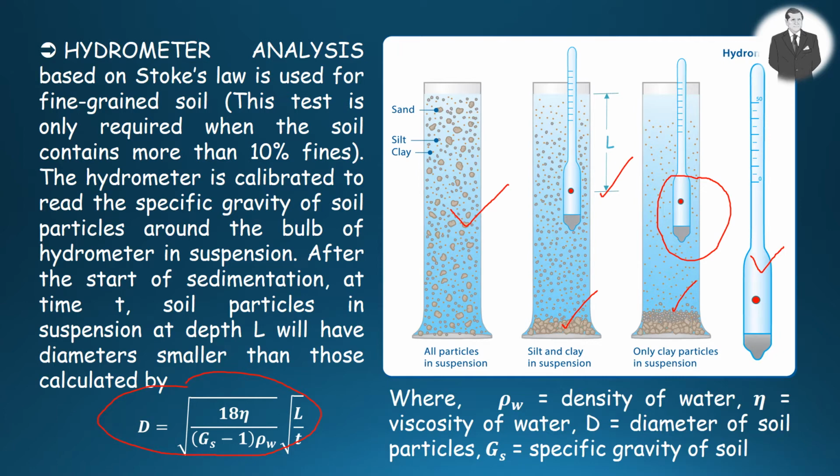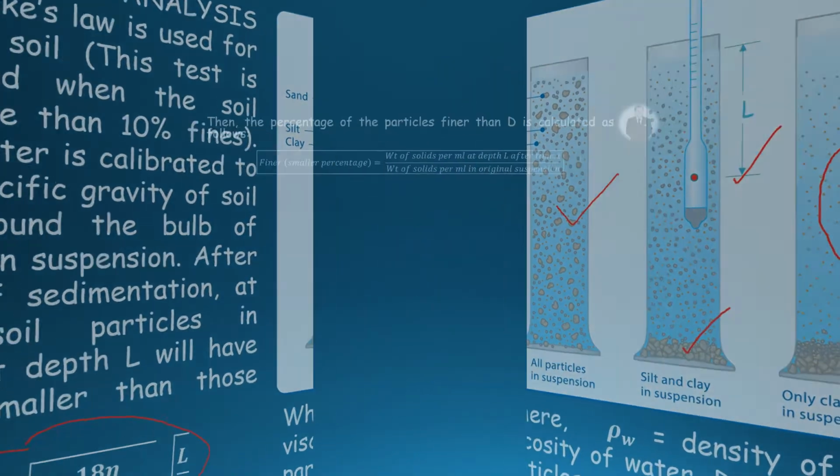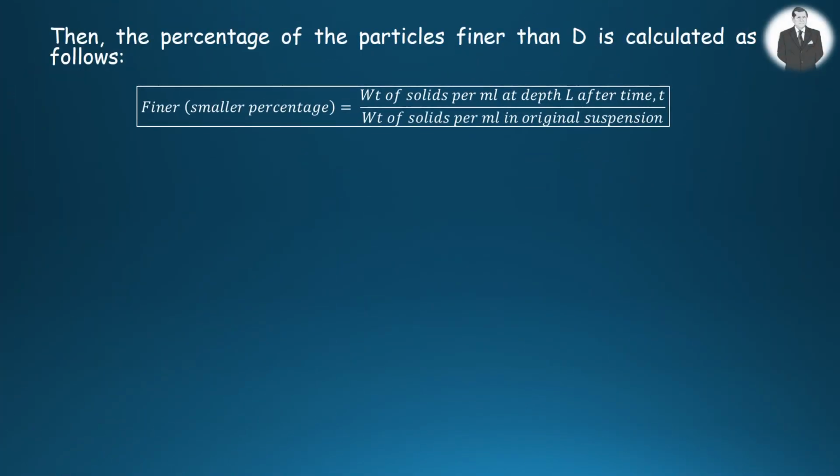This test is not frequently used. It is only required when the soil contains more than 10% fines. Thereafter, the percentage of the particles finer than D is calculated as a ratio between the weight of solids per mil at depth L after time t and the weight of solids per mil in the original suspension.